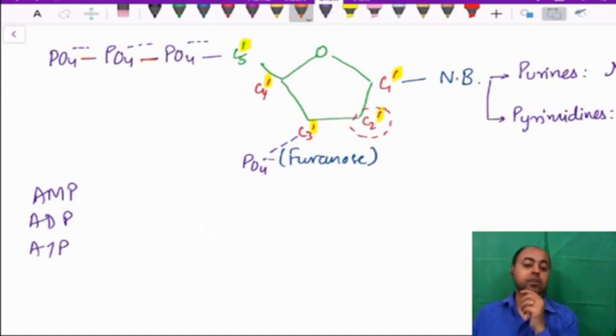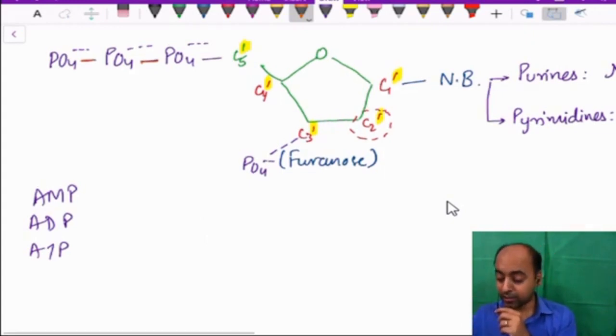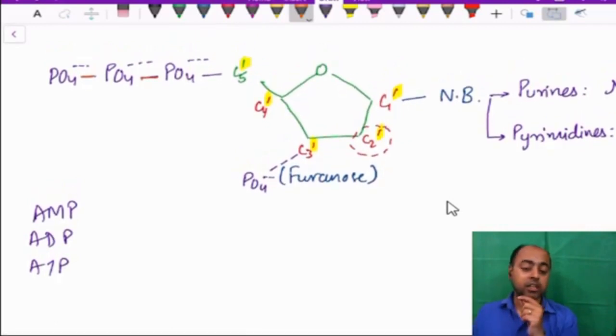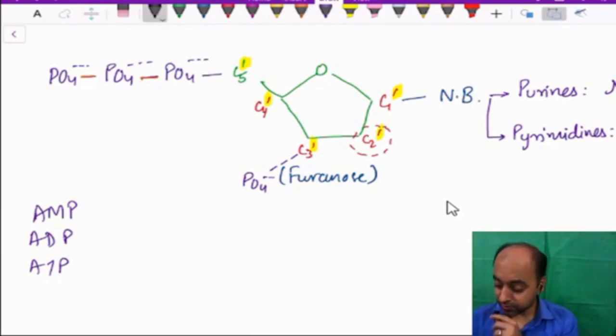However, the second and third bonds of the phosphate will be different from the first bond. Why? The first phosphate is attached to the carbon, but as you can see, the second and the third phosphate are attached to another phosphate. So obviously the nature of the bond will be different, and very frequently you are asked about the different types of bonds in the nucleotide. So we'll quickly label the different bonds that we see.